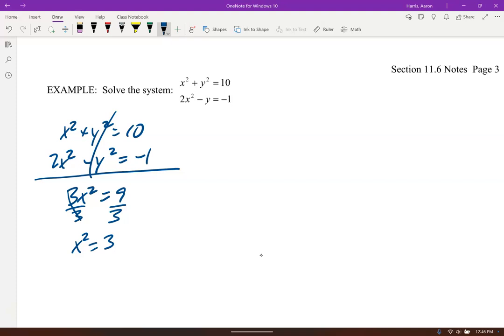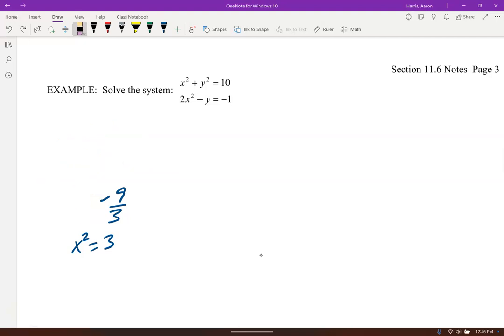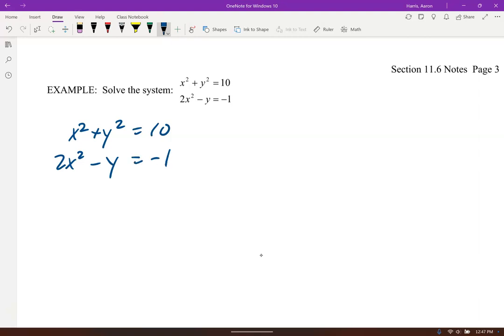Oh, I'm so sorry. That's not a y squared. That's 2x squared minus y. I just realized that's not a y squared. That's just a y right there. Sorry about that, you guys. Try that again. Let me copy it correctly. 2x squared minus y. There we go. Is -1.